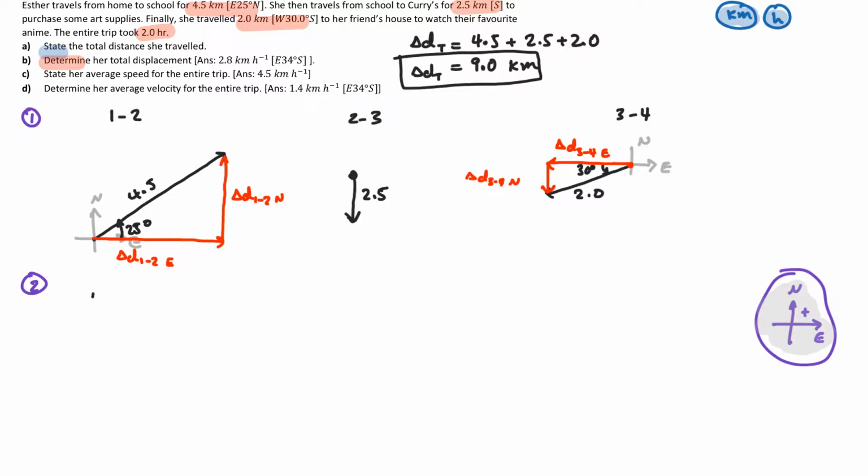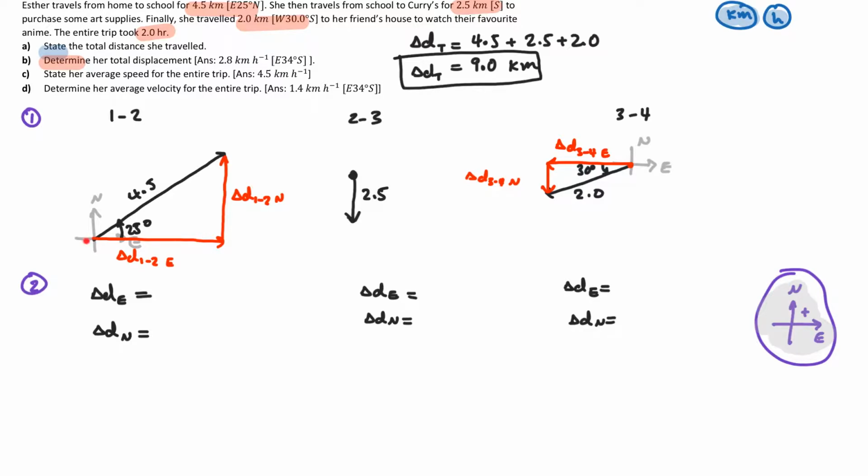So we are going to have displacement. And this is still 1 and 2, so this is going to be in the east direction and the displacement in the north direction. For this one, we're going to have displacement in the east direction and displacement in the north direction. And for this one, we are going to have displacement in the east direction and displacement in the north direction.